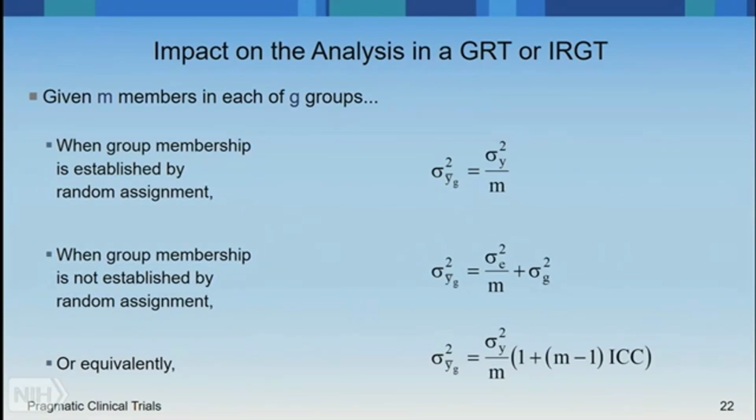Another way of writing that expression is shown on the bottom. It's the usual variance for the group multiplied by this variance inflation factor, which is comprised of the number of observations per group and the interclass correlation. M is always going to be a positive number, greater than 2. The interclass correlation is usually positive, and so that parenthetical expression is positive. And whenever it is, the variance in this kind of situation will be larger than in the RCT, where membership is established by random assignment.